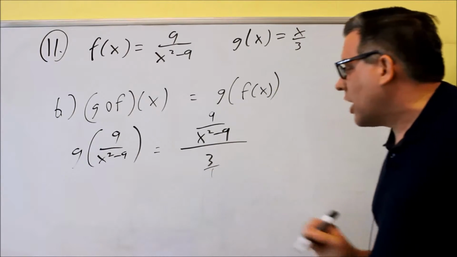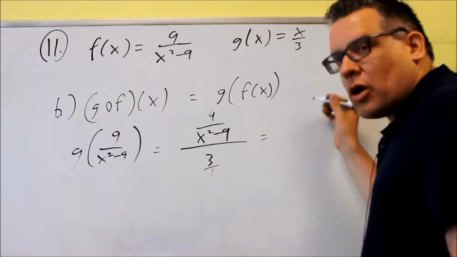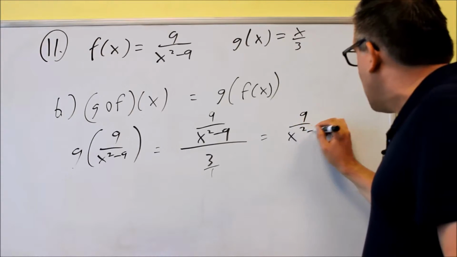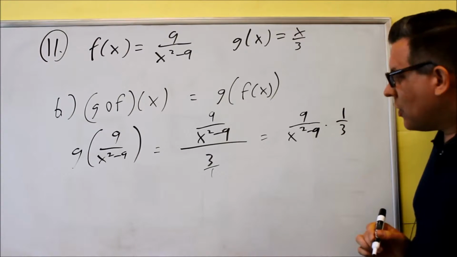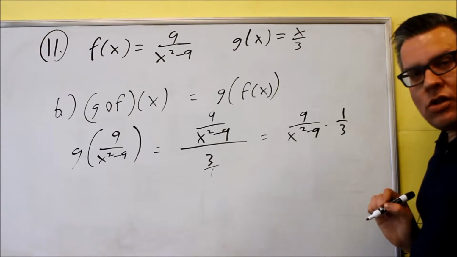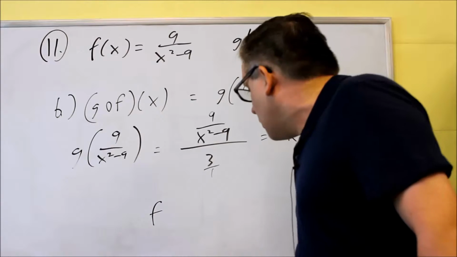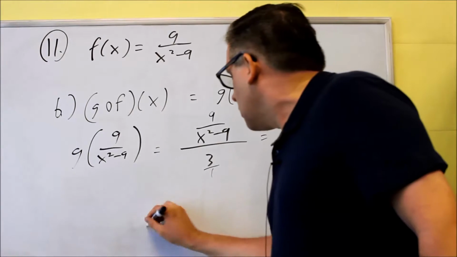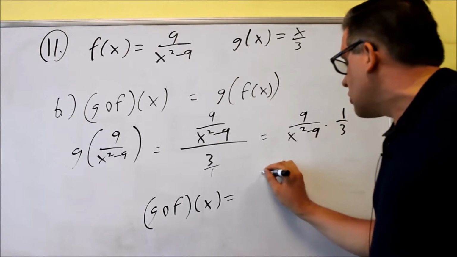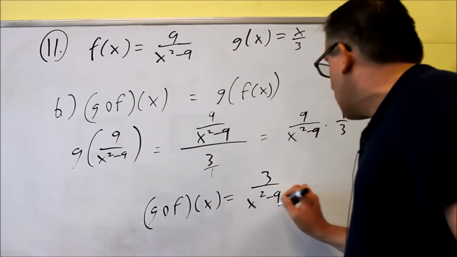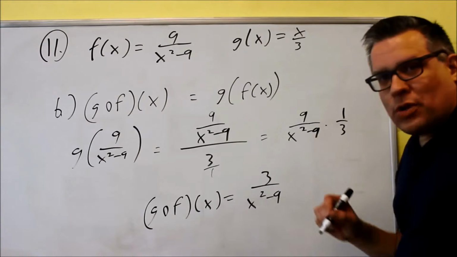So I can write that as 3 over 1. I'm going to flip and multiply. So I get 9 over x squared minus 9, and I have this times 1/3. The 3 and the 9 can cancel further. So this is what my final answer would be. Let me write the right notation. g of f of x is going to equal, since these reduce, 3 over x squared minus 9. And so that would be your final answer for part B.